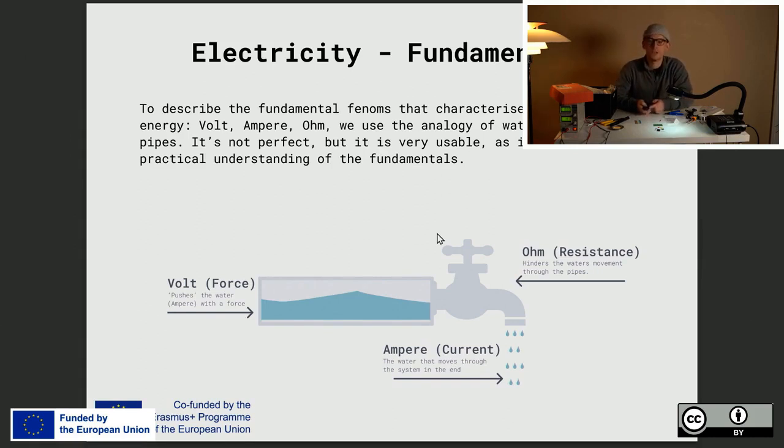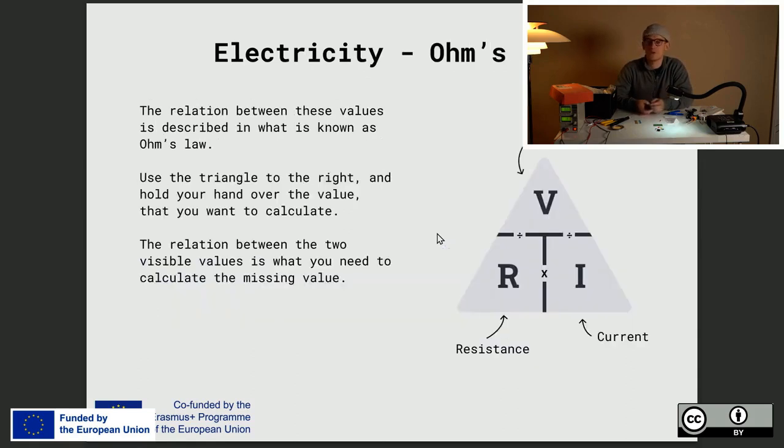Quite often you will see this triangle where you have the voltage on the top, symbolized by the V, the resistance symbolized by the R, and the current symbolized by the I. The I is related to the current because of the intensity of the electricity, so it's this I from intensity that is represented here.